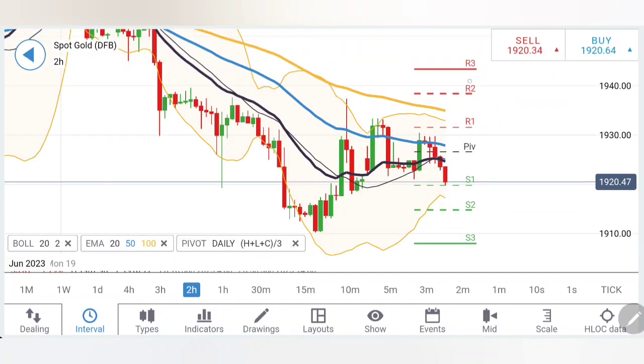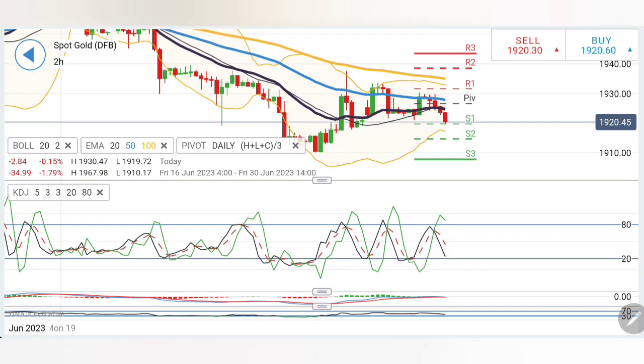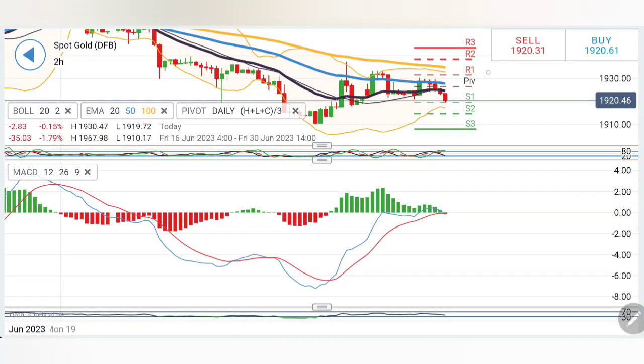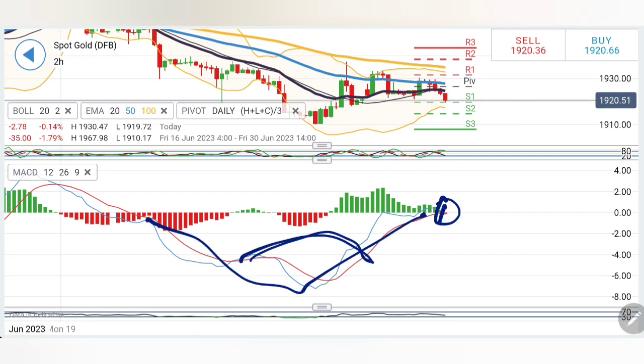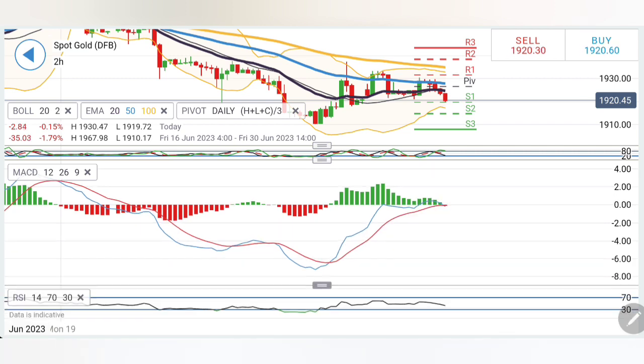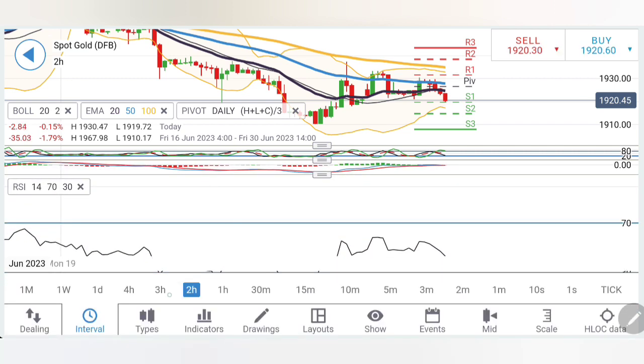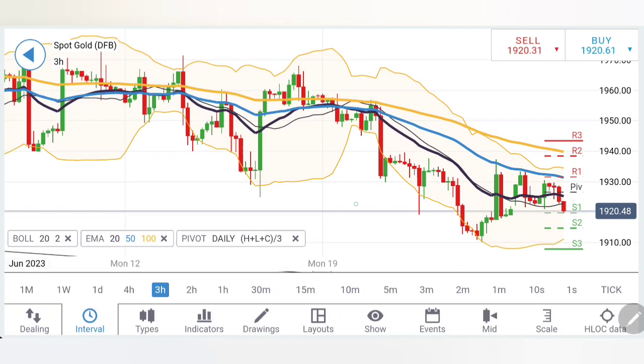Coming to the 2 hour, similar is the observation, lower highs, and there is a breach here. However, it has just come to the support level. Stochastic looking down, MACD willing to cross over, and this we discussed in the Asia session update, that look at the slope and possibly it could converge, and that is what is happening here. RSI looking downwards, indicating slight bearishness here.